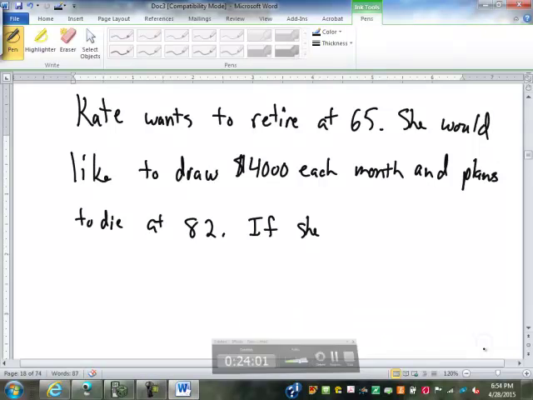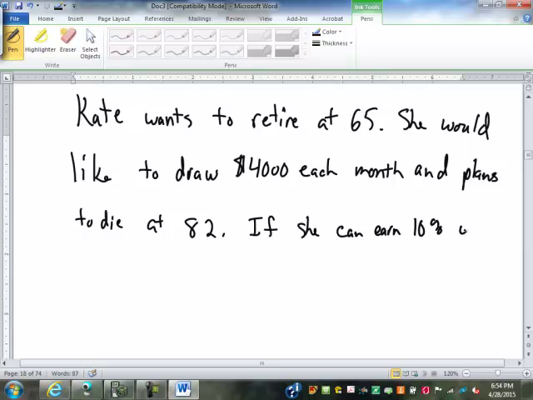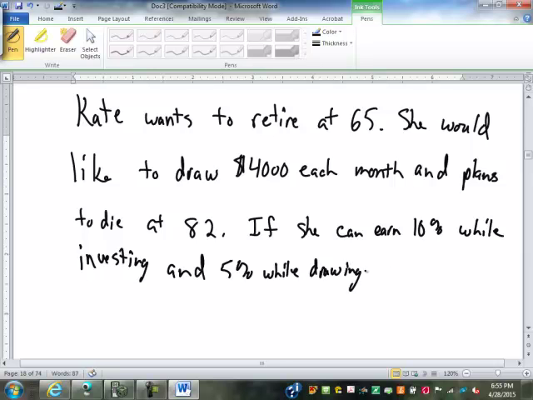So if she can earn 10% while investing, and 5% while drawing, how much does she need to put away per month starting at 28?